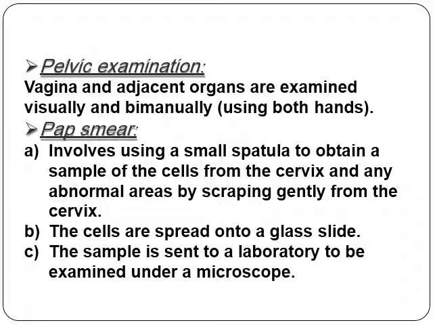To diagnose cervical intraepithelial neoplasia as a premalignant condition, first we need to do examination. Vaginal and adjacent organs are examined. Then we need to take a pap smear by a spatula to obtain a smear or sample of cells from the cervix and any abnormal areas by scratching and scraping gently from the cervix. These cells are fixed by alcohol and spread onto a glass slide and sent to the laboratory to be examined under microscopy.